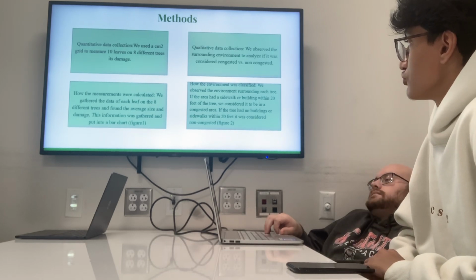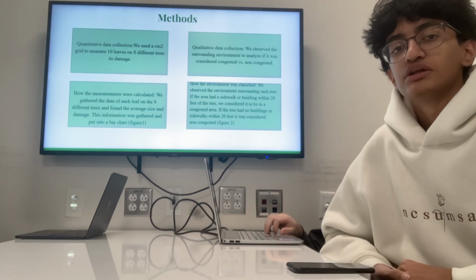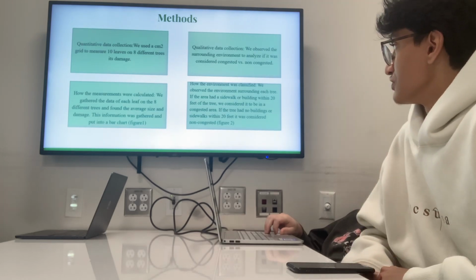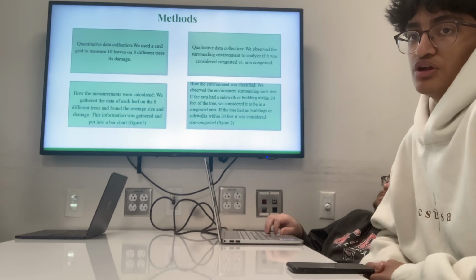And the environment was classified. We looked around the trees, and if there was a sidewalk or a building within 20 feet of each tree, we considered it a congested area. If the tree had no buildings or sidewalks within 20 feet, we considered it a non-congested area.